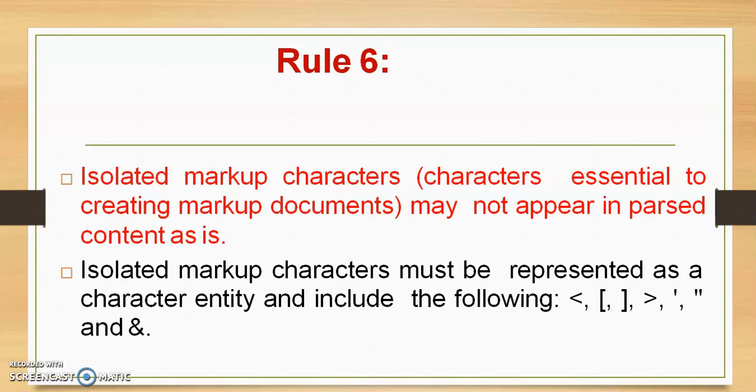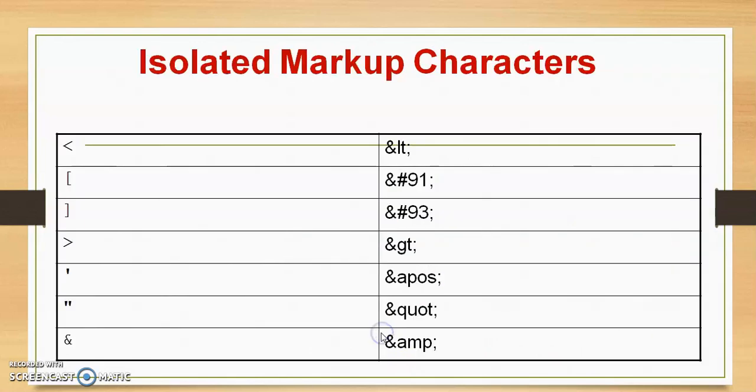Rule 6: isolated markup characters may not appear in parsed content. The isolated markup characters must be represented as a character entity and include the following: the less than symbol, the opening square bracket, the closing square bracket. All these are represented as entity references inside the XML document. And these isolated markup characters are specified in the slide. You can use these representations in your XML document.